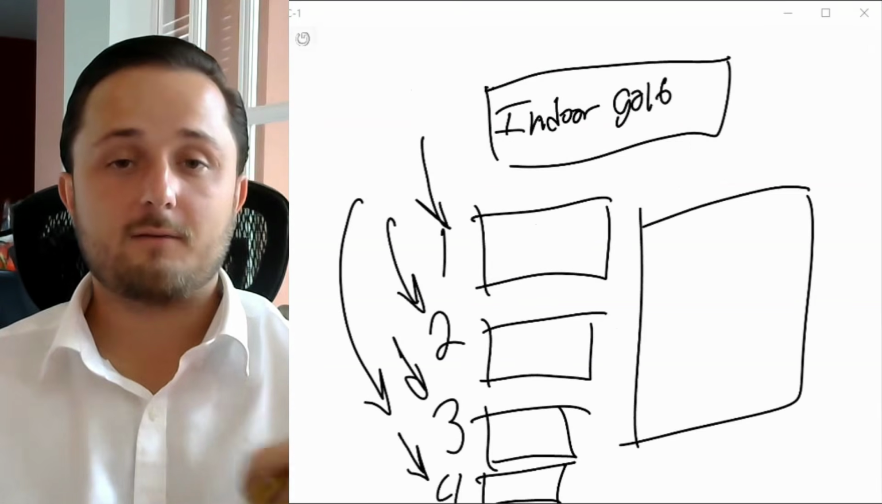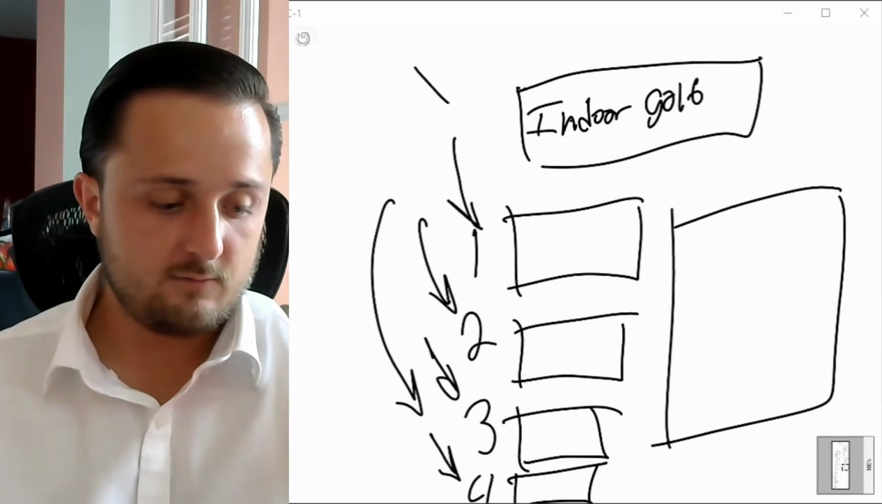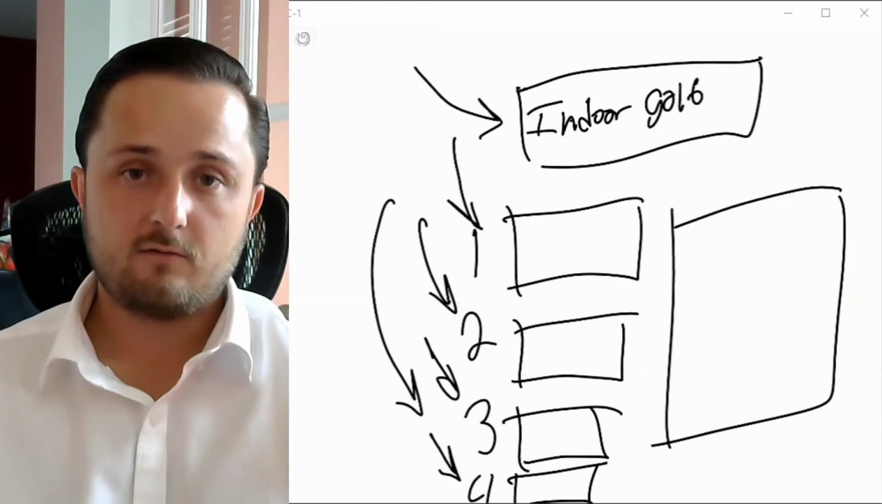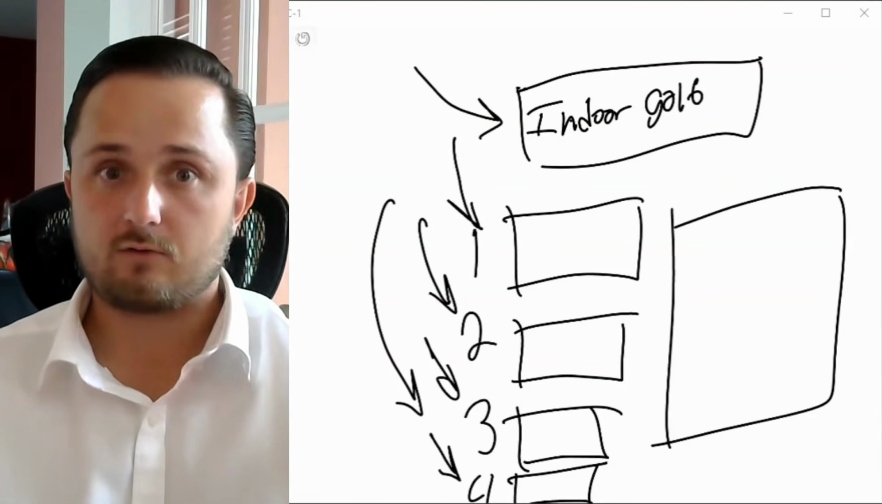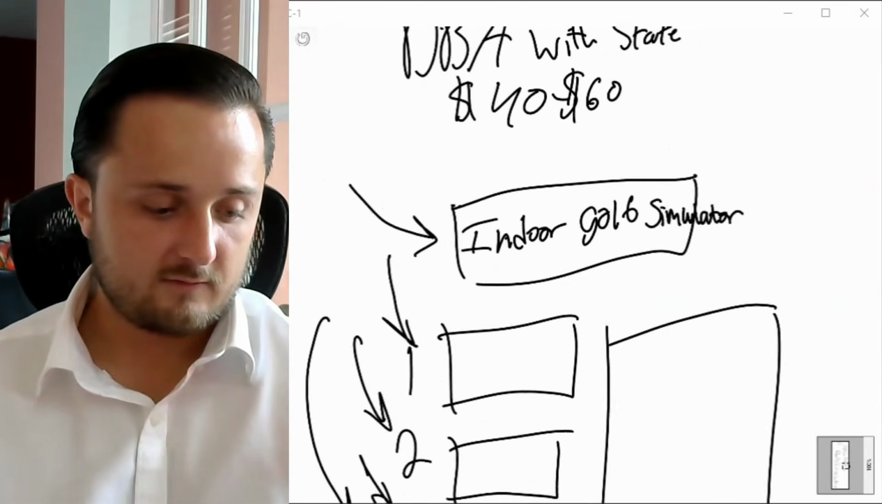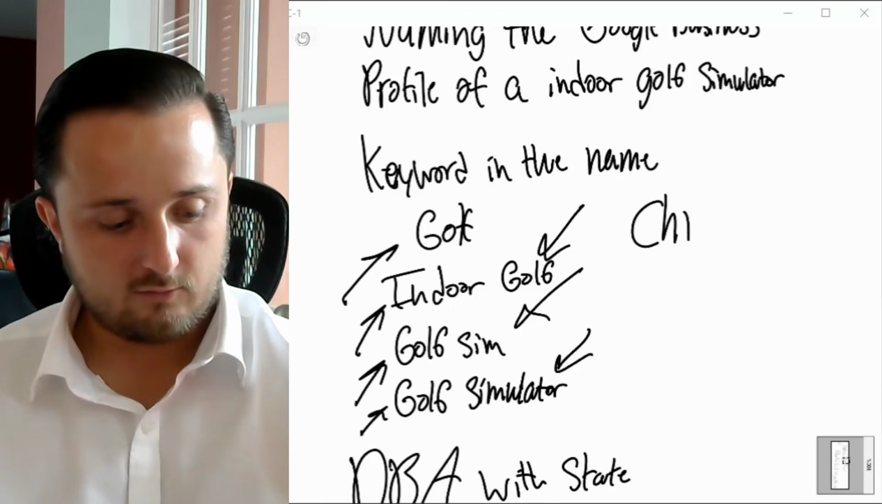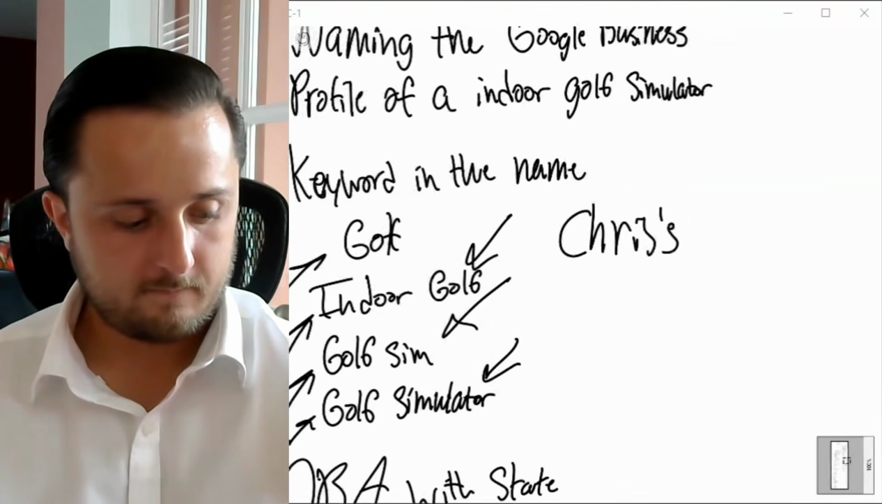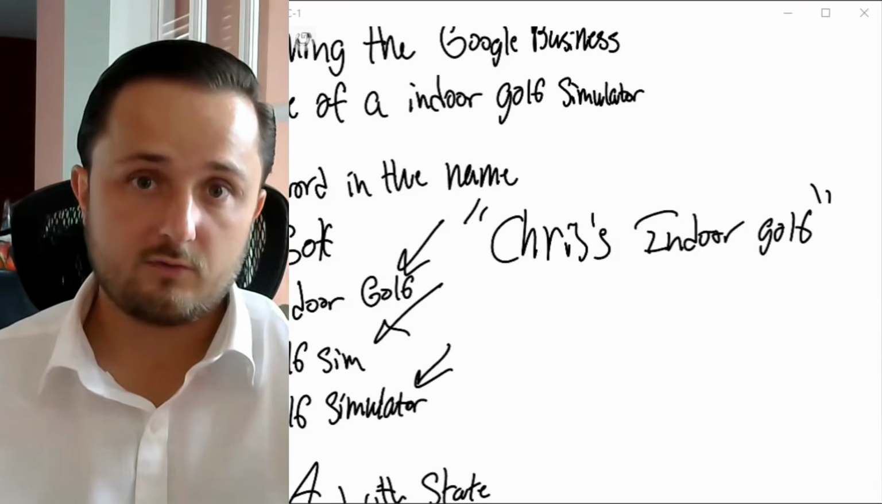This is going to help better match your Google Business Profile to these keywords when people are searching for the service or product that you offer, like indoor golf or indoor golf simulator. An example of this is my name's Chris. So what I could do is Chris's Indoor Golf, right? This would be a great example of what you could do.